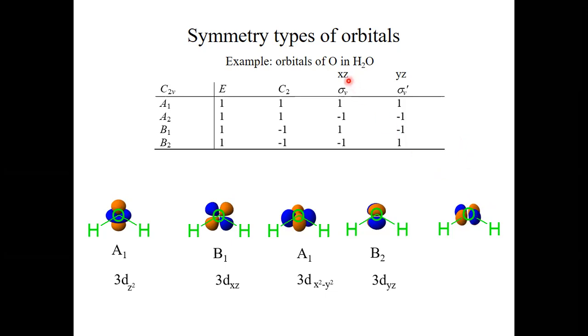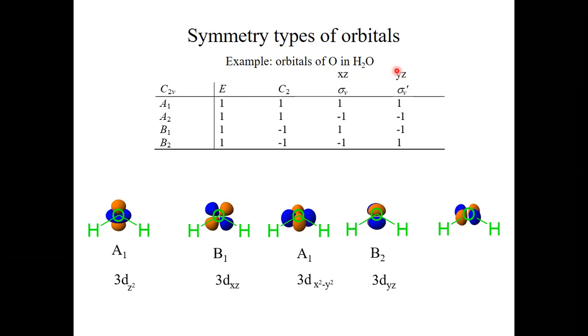So what about the sigma xz? So this is the mirror plane, which is in the plane of the molecule. So you can see that when we carry out the symmetry operation, these two lobes are being swapped and they have different algebraic sign. And these two lobes here are also swapped and also have different algebraic sign. So that means the character should be -1 in the irreducible representation.